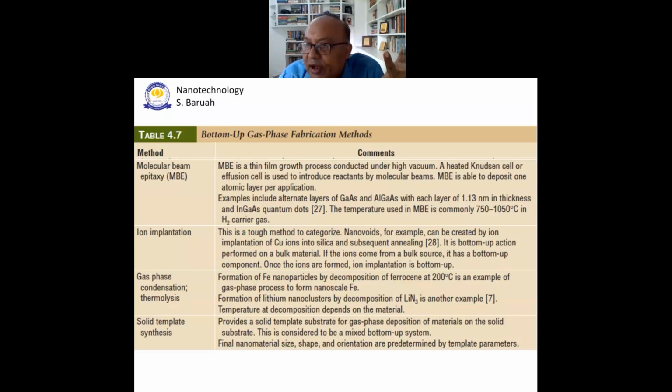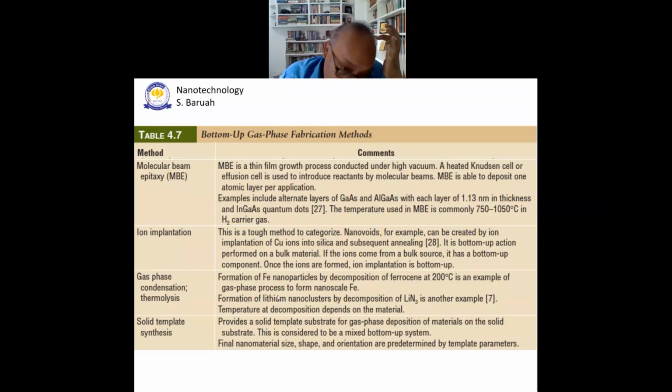We are starting with a bigger chunk and making ions. But after that, whatever follows is a bottom-up process, because we are using those ions or charged atoms to do the work for us and make nanoparticles. All right. The next phase, now the next process is called gas phase condensation. Another term is thermolysis. Right. So basically convert a material into gas and recondense, all right, make it cooler, and then this forms nanoparticles.